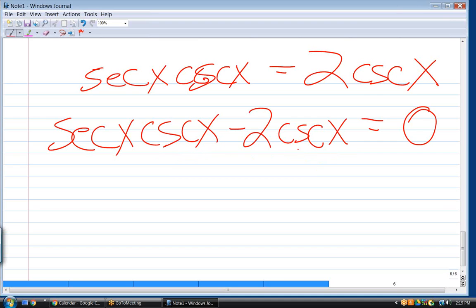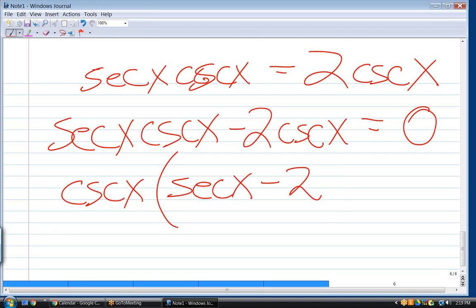What we generally want to do when we have something equal to 0 is turn it into the product of two things. How can I turn that into the product of two things? Just factor out a cosecant x. Oh, okay. Now I see what you did. You had to put it on the same side and then factor. Yes, exactly. You have to put it on the same side before you factor.